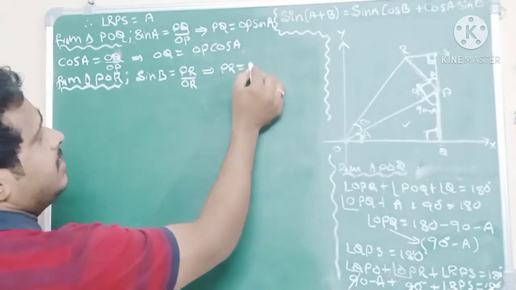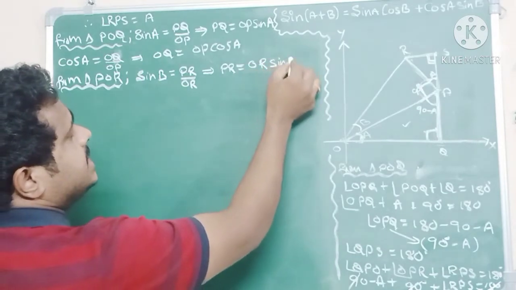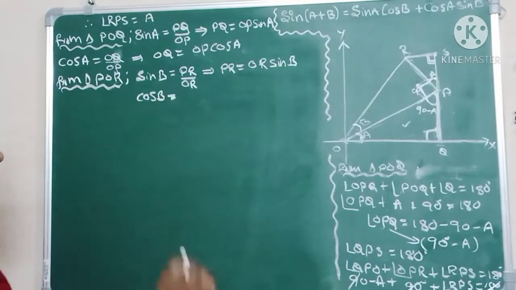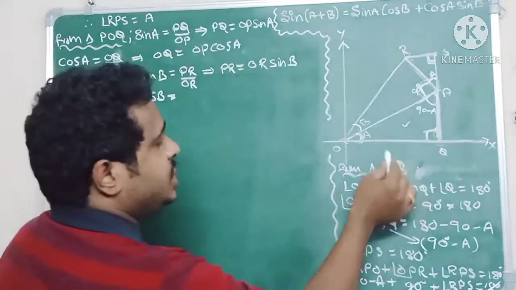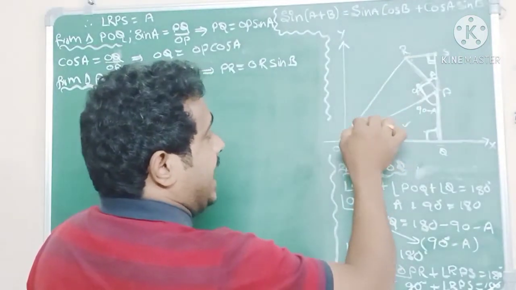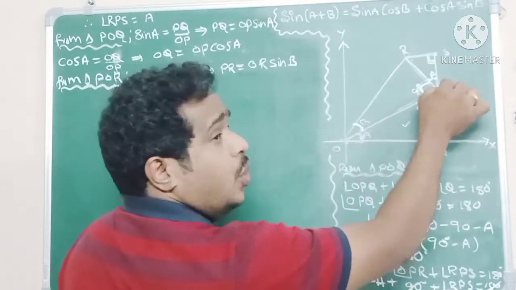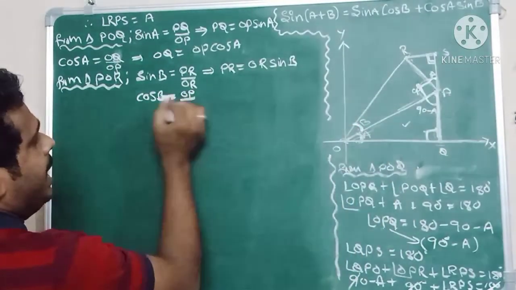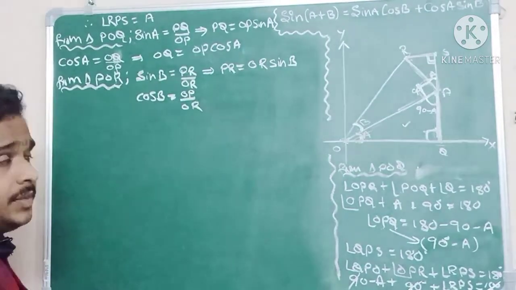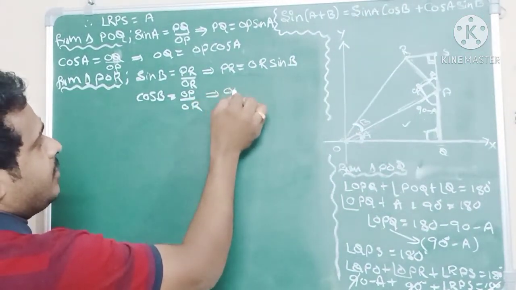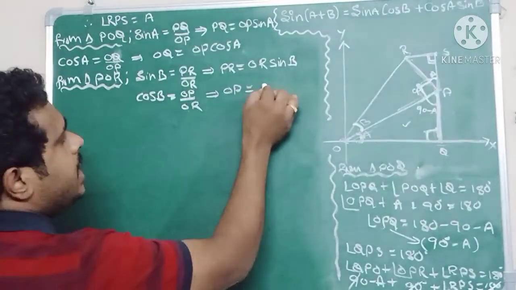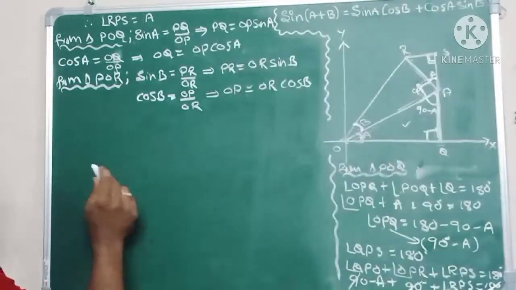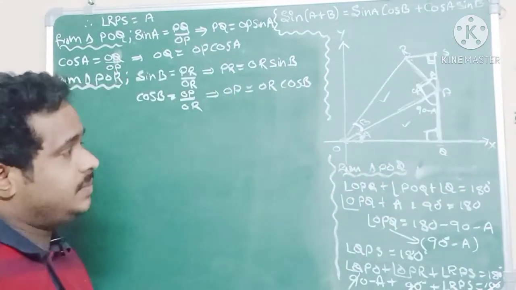The length of PR equals OR sin B. In the same way, find cos B. The cos B ratio in this triangle is the adjacent to angle B, OP, over the hypotenuse OR, meaning OP by OR. That implies the length of OP equals OR cos B. Okay, this right angle triangle information is also completed.